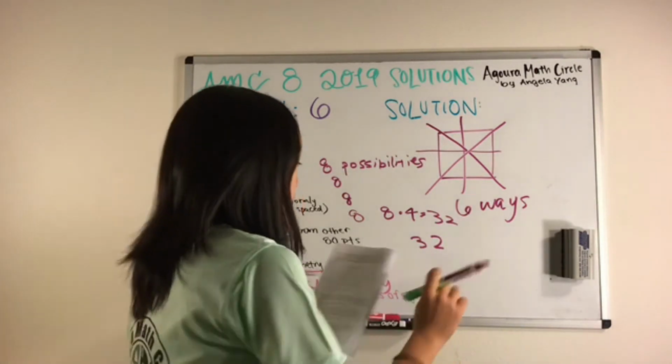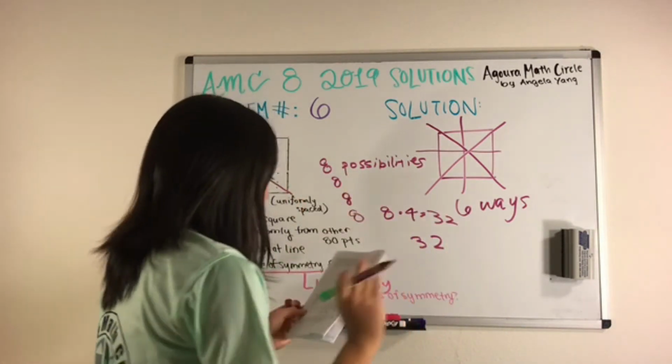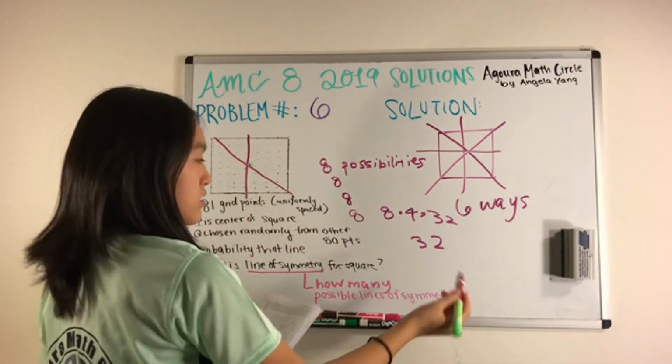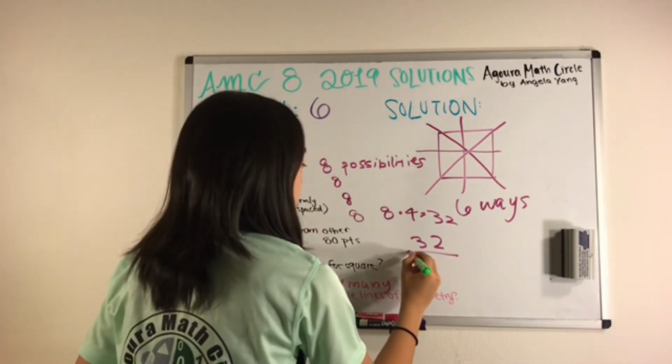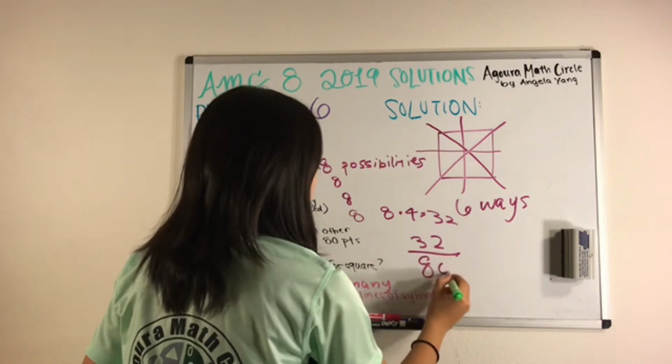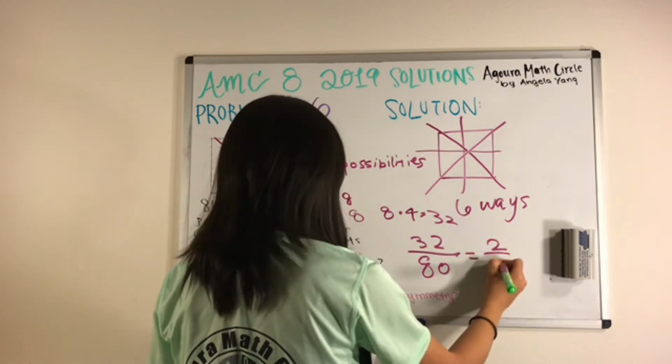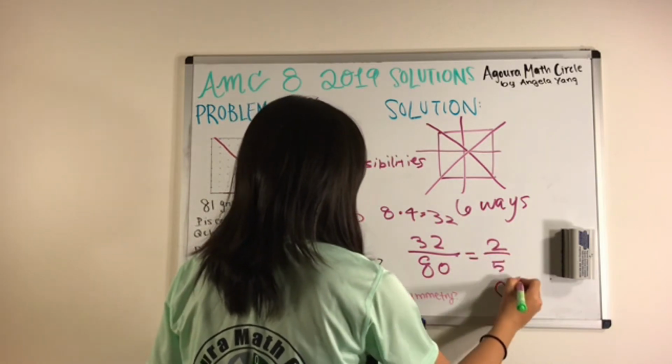However, this is asking for the probability. So what is the chance out of the rest of the points? Since there's a total of 80 other points to choose from, you do 32 over 80. And you simplify this fraction to get 2/5. And that's your answer, which is letter C.